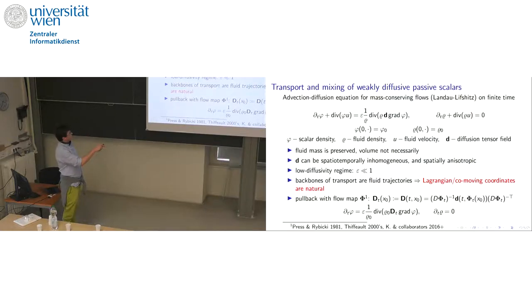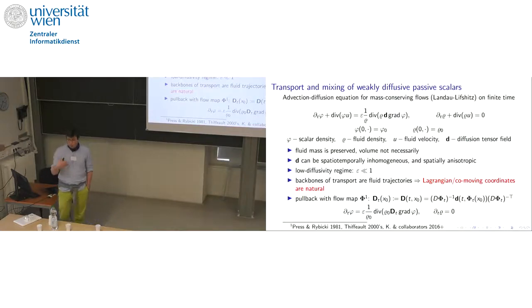This Eulerian diffusion tensor field can be spatiotemporally inhomogeneous and anisotropic. And we're interested in the low diffusivity regime, so where this number is small. So in the simulation that I've shown, I think the Péclet number was something on the order of 10 to the 8 or 10 to the 9, if I remember correctly. Okay, so in this low diffusivity regime, the backbones of transport are fluid trajectories.